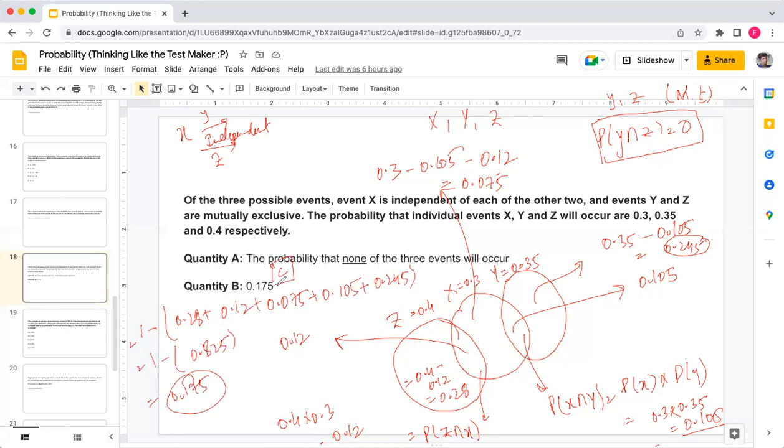So if you are confused about how to proceed with this type of question, try to visualize this using the Venn diagram. That will make your case a bit easier. So everyone got this? Yes. Okay.